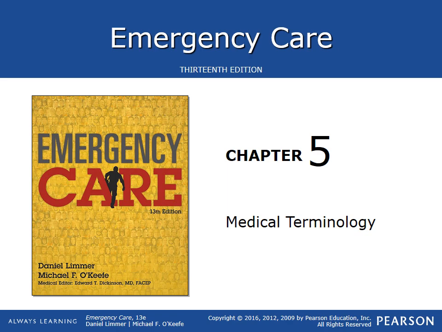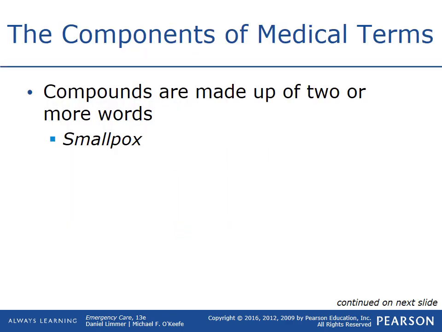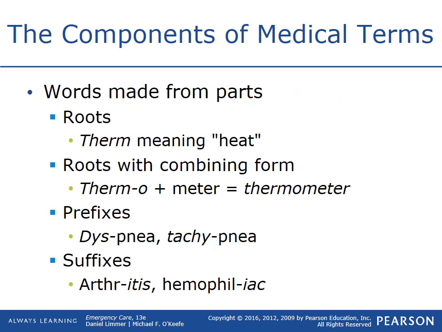All right, Chapter 5, which starts on page 98, we're going to talk about medical terminology. All medical terms are made up of Latin words to begin with, but they're compounds also, and compounds are made up of two or more words, such as smallpox. And then the other words that we'll talk about are how they're put together.